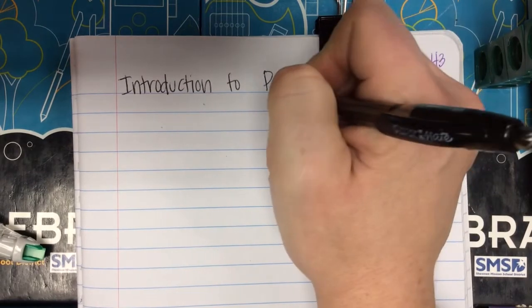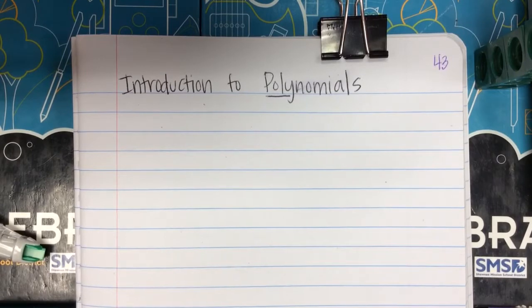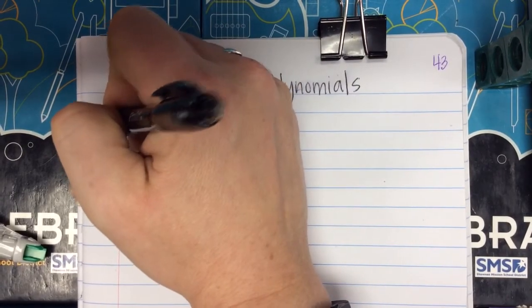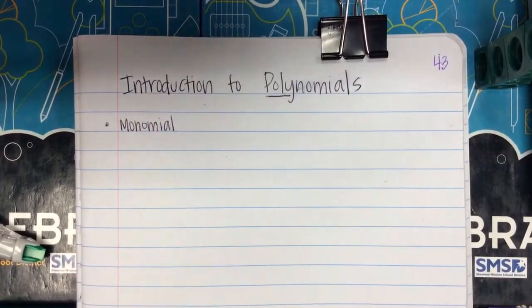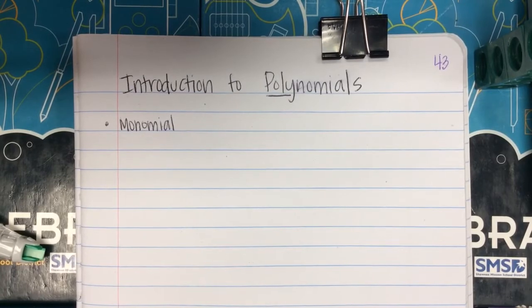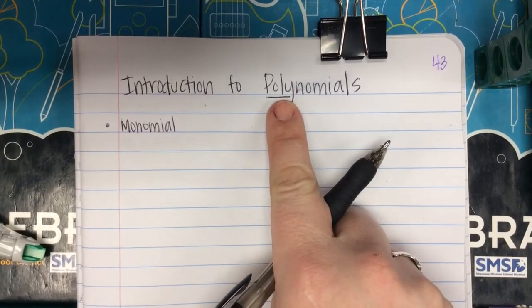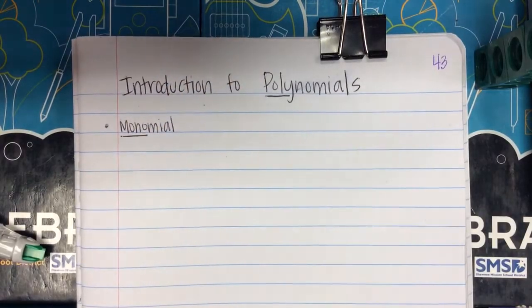The prefix poly means something. Corbin, what's it mean? Many. So we're going to be dealing with something that has a lot of pieces. To begin with, let's talk about a monomial. A monomial is not a polynomial because a monomial has the prefix mono, which is 1.